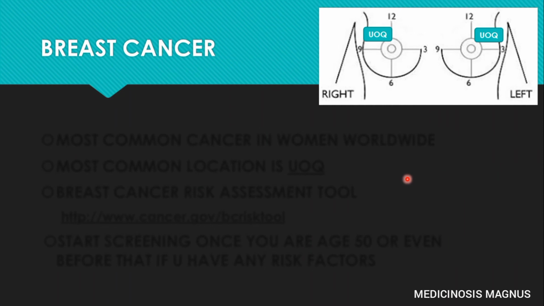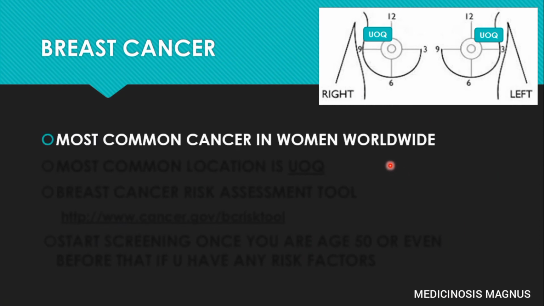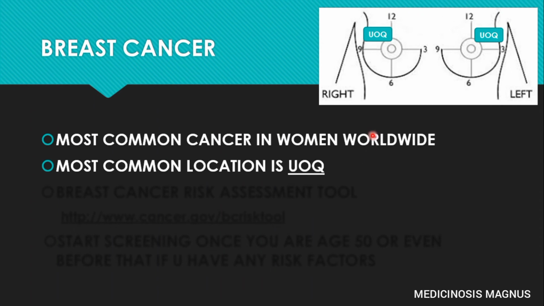Now let's talk a bit about breast cancer. This is the most common cancer in women worldwide. Then the most common location, as I said, is the outer quadrant. So you have to check this area very properly.